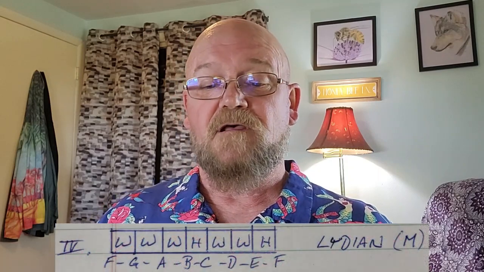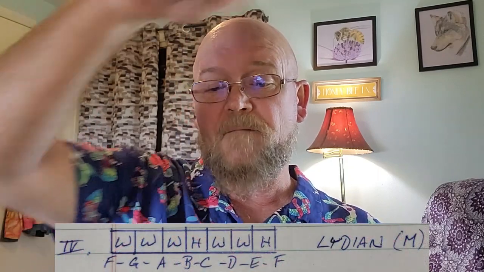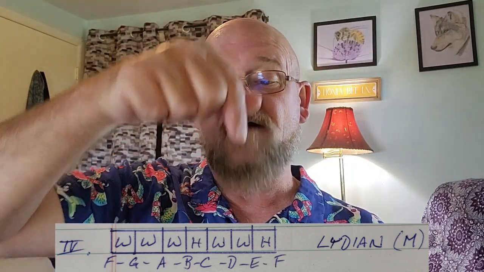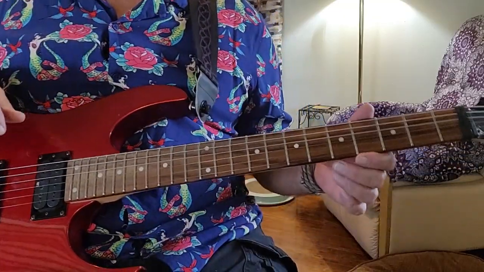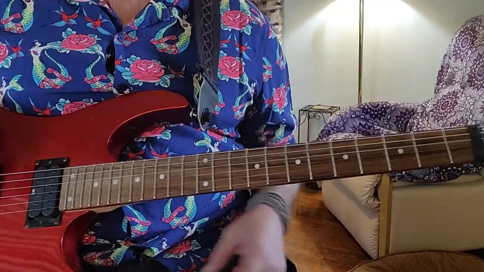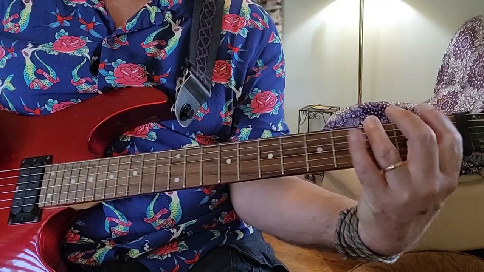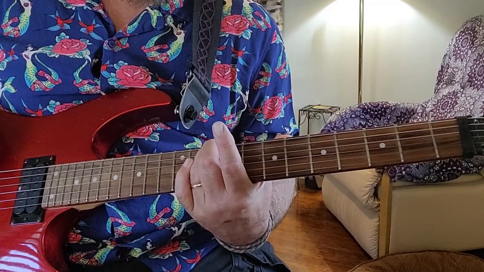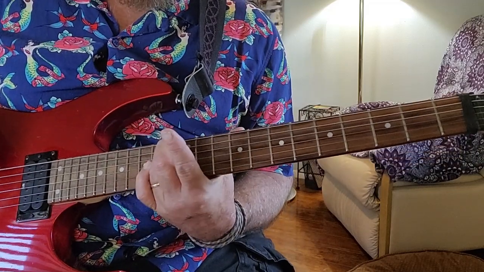Then here we have the 4th mode of the major scale, known as the Lydian. Take that half, move it to the back of the line, then you have whole, whole, whole, half, whole, whole, half. For the Lydian scale, we have changed it from the E to the F, taken the E and put it toward the back, and we have F, G, A, B, C, D, E, F.